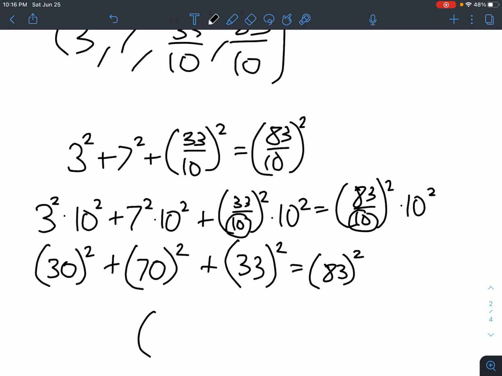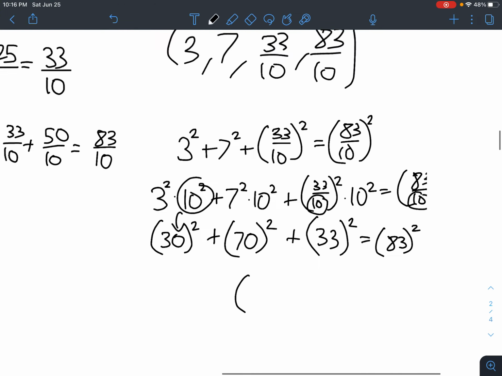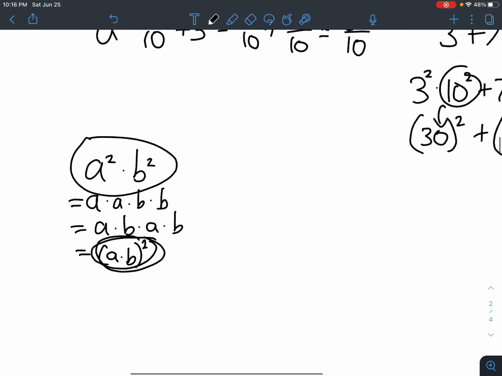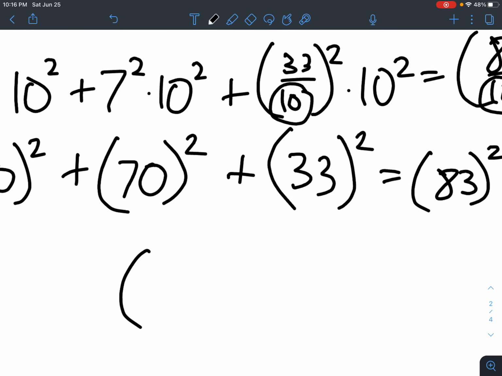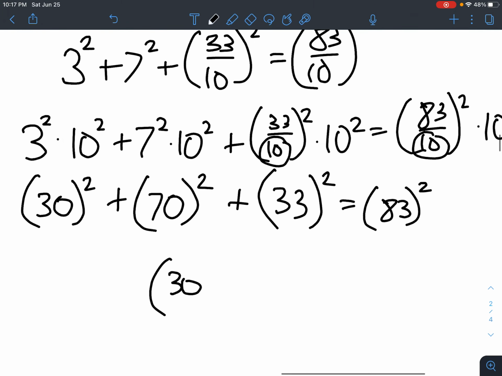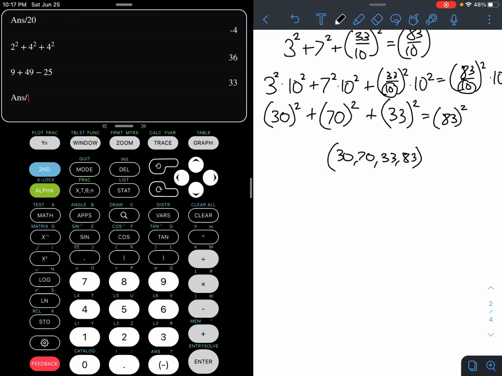I hope that made sense. I multiply both sides by 10 squared. That 10 squared is then able to go inside because of this property, and that allows you to cancel out the denominators and make them all integers. So in the end, what you get is 30, 70, 33, 83. That's the quadruple.